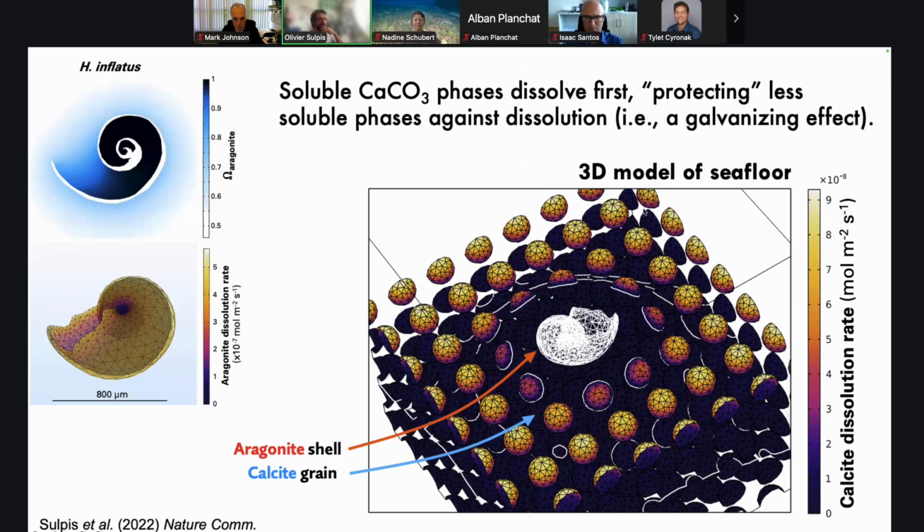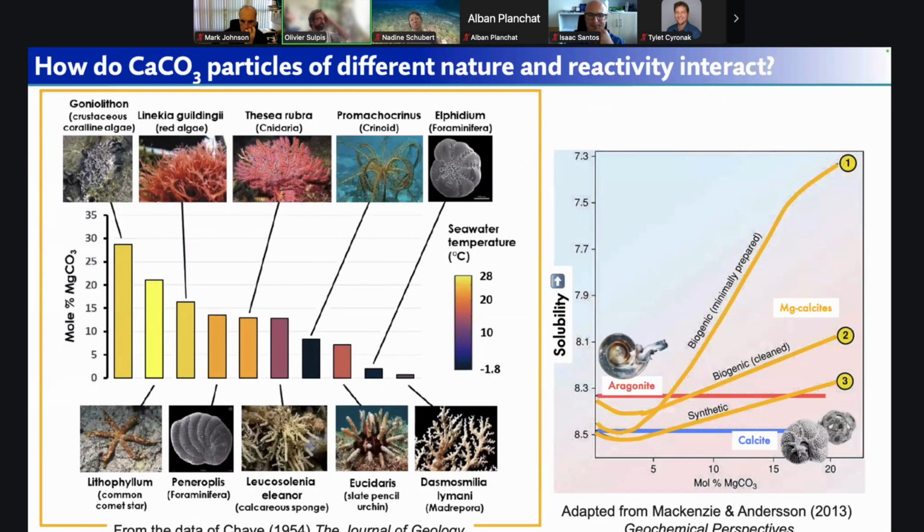So here we did a 3D model with foraminifera shells that we summarized as spheres. And we put an aragonite pteropod shell on top of that. The color here shows you the dissolution rate of calcite. So the foraminifera grains that are just around or just below the pteropod are actually not dissolving. They are protected by the fact that we have some aragonite. So it's kind of a galvanization effect, if you will.